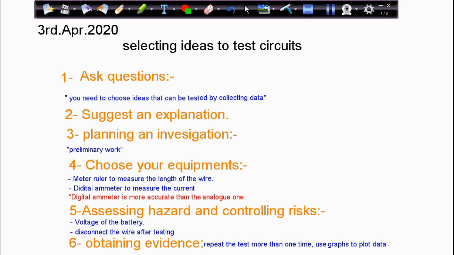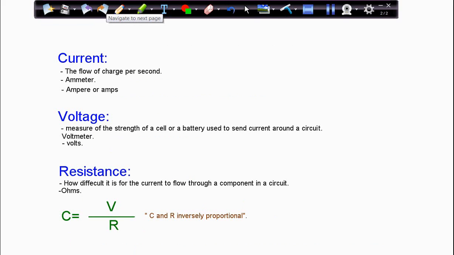Today, we will study an inquiry lesson about how to select ideas to test circuits. But first, let's have a quick review about circuits. Previously, we studied about circuits, simple and parallel circuits. Also, we learned about current, voltage, and resistance.